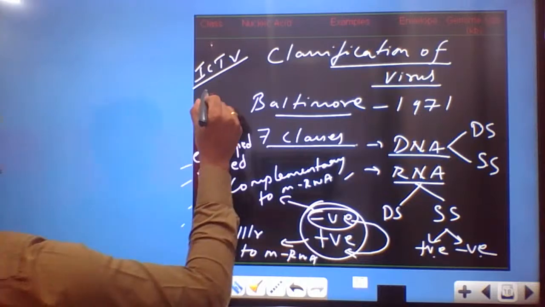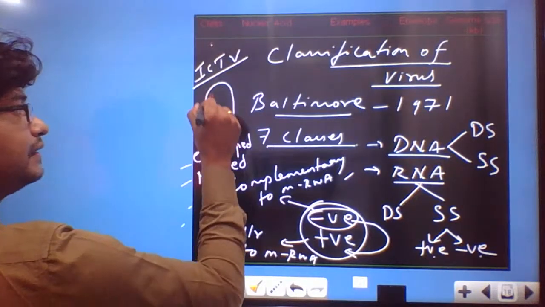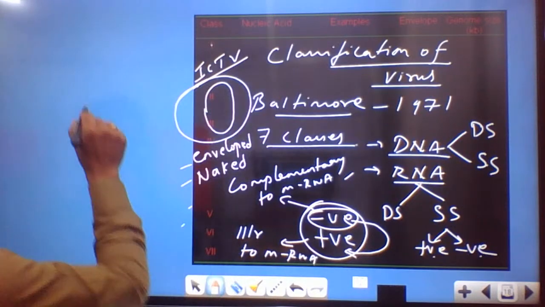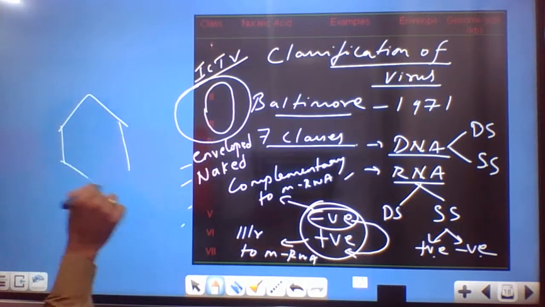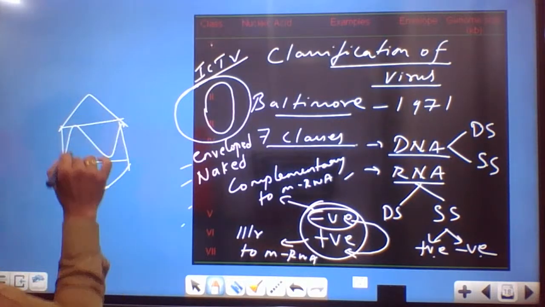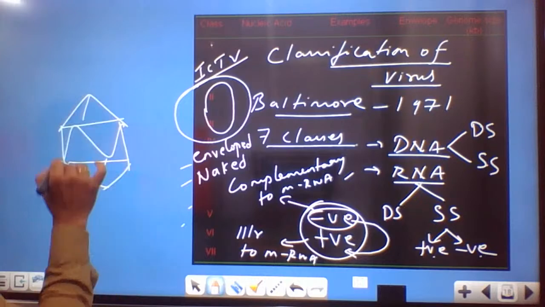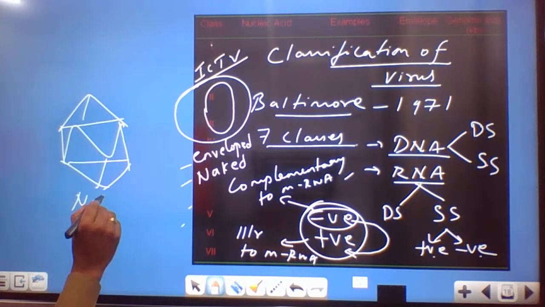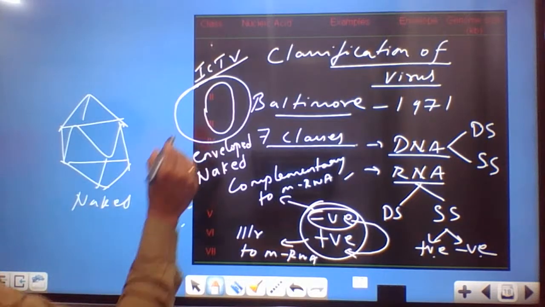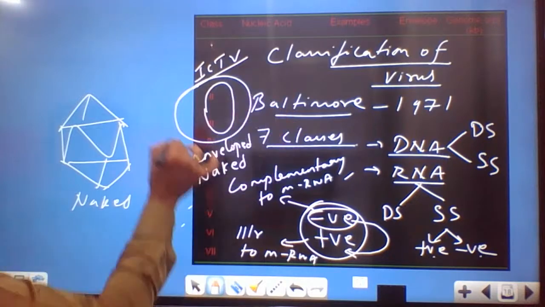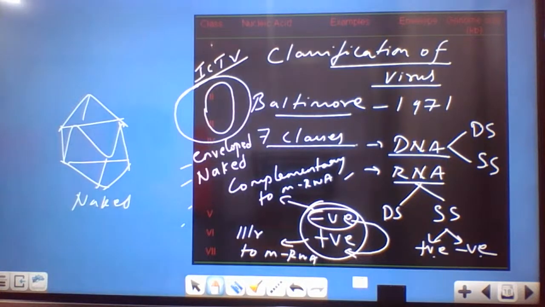Sometimes you have the capsid inside, and the capsid is covered by the outermost envelope that you can see outside. Sometimes you see only the naked virus, only the icosahedral structure, which is not covered by the outermost envelope. This is a naked virus. And in some viruses, the inner part has the icosahedral structure, which is covered by the outermost covering called the envelope.